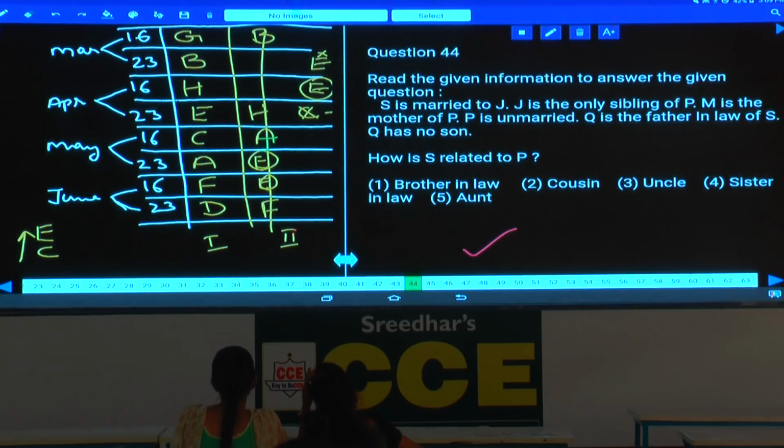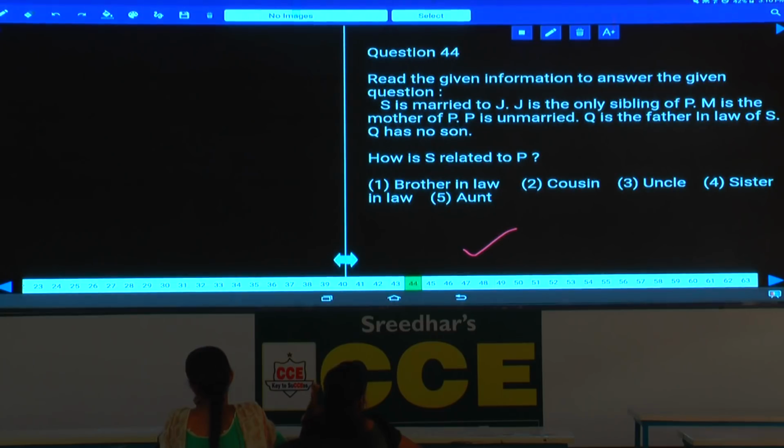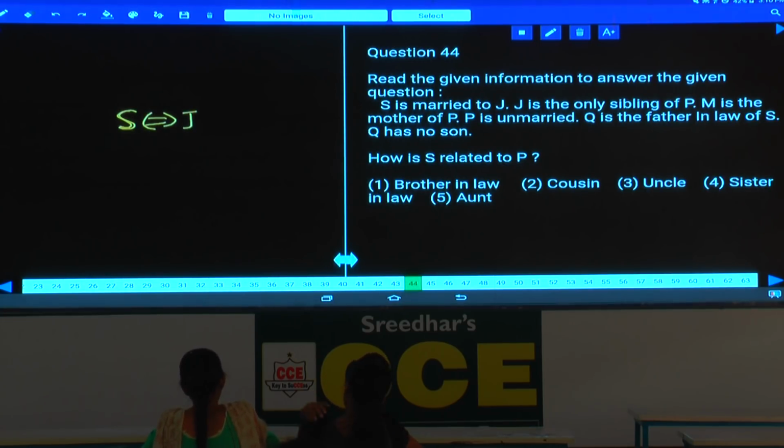Then 44 and 45. Which category does this come under? Blood relations, a small set of 2 questions. S is married to J, so this is S and this is J. J is the only sibling of P.